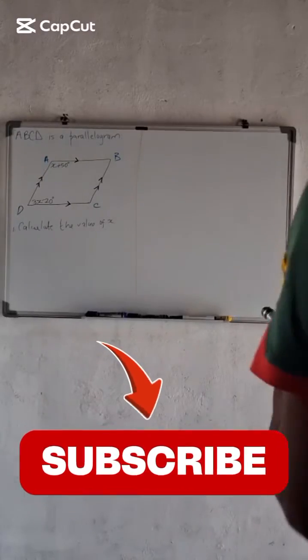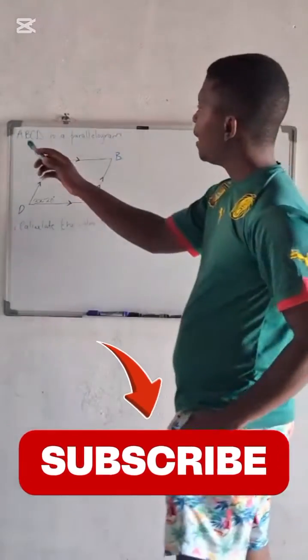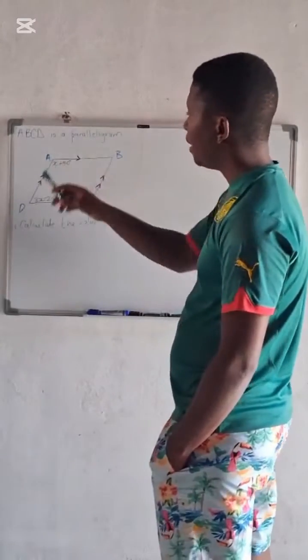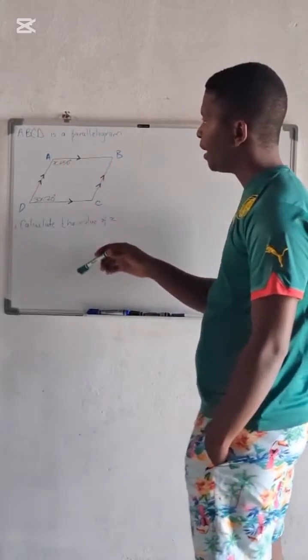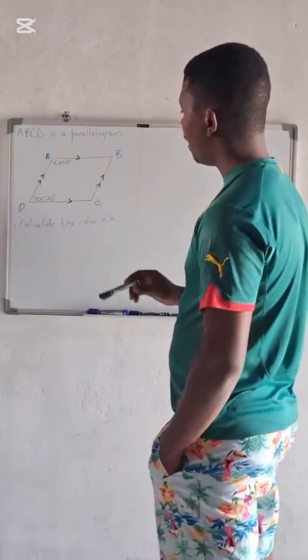Grade 9, let us look at this problem. They're saying ABC is a parallelogram. They have given us the figure. Calculate the value of x.